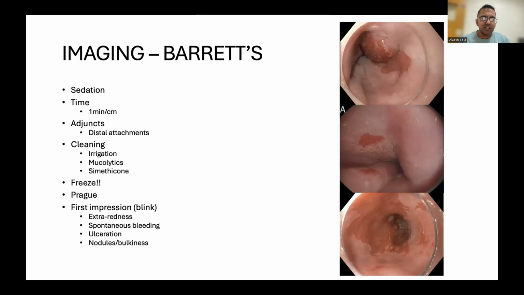So together with sedation, these procedures need to be timed. You need to spend or you need to allocate enough time on your endoscopy list to actually assess the lesion.